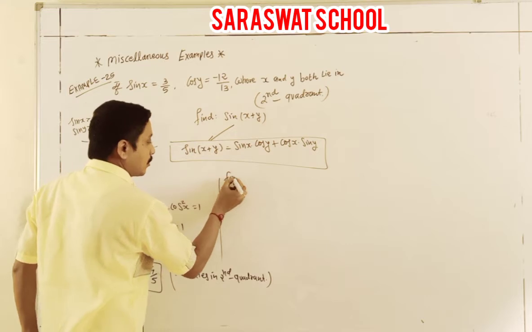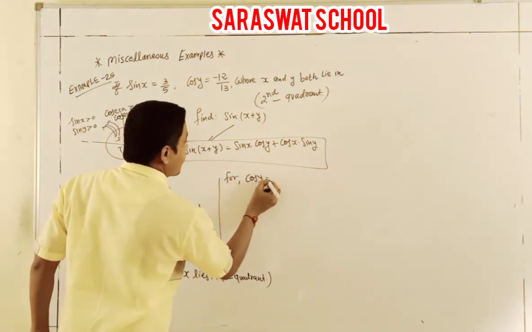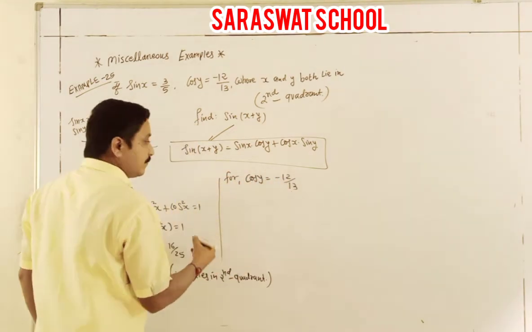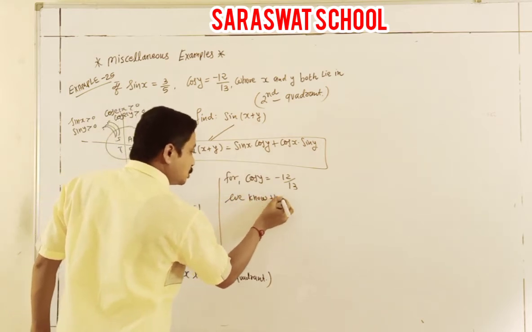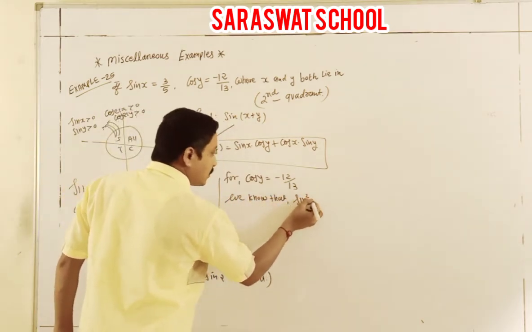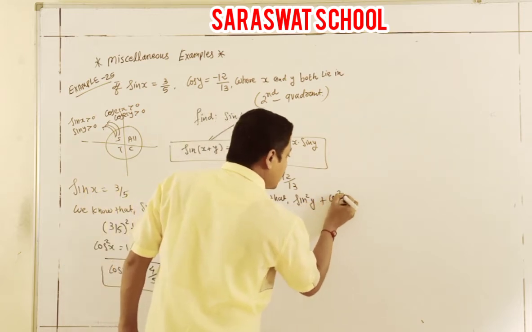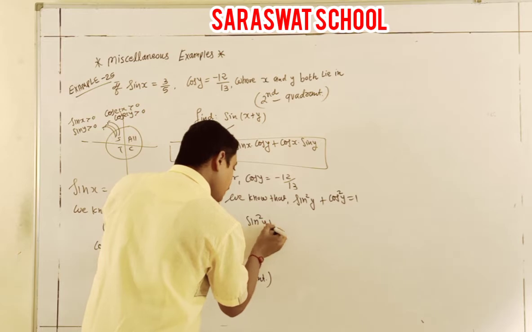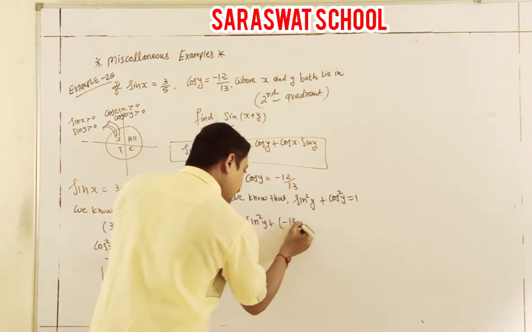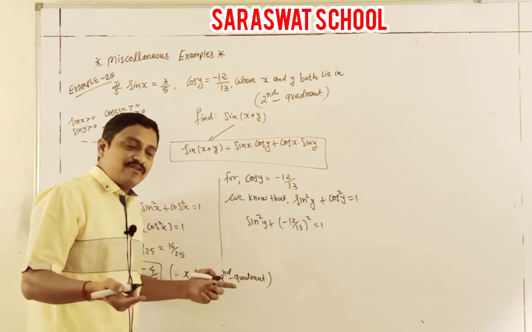Similarly, I utilize cos y and derive sin y. So for cos y equal to minus 12 by 13, we know that sin square y plus cos square y is equal to 1. So sin square y, same, with minus 12 by 13 here, and that's fine.